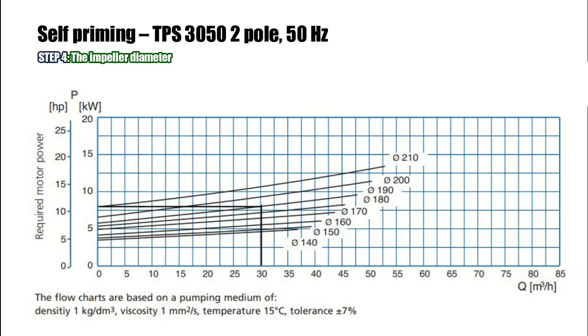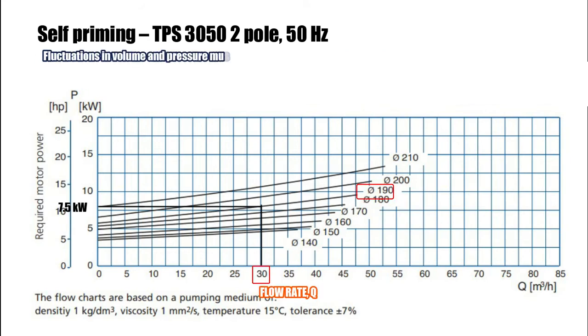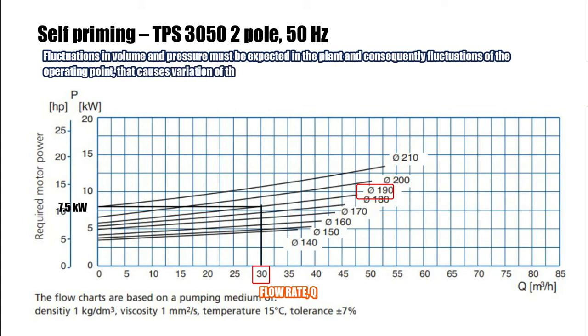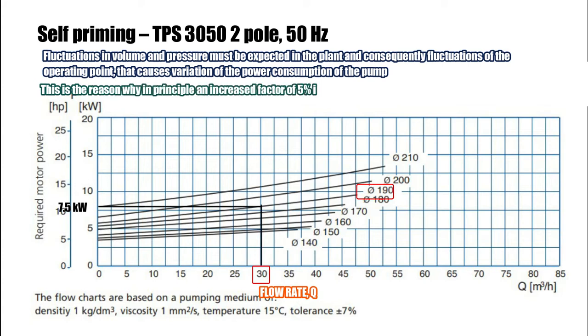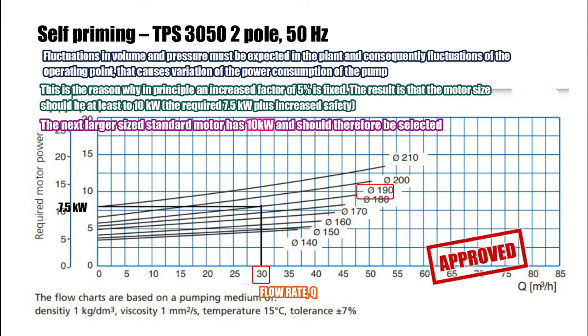Step 4, the impeller diameter of 190 mm is required in order to read out the required motor power in the QP diagram. At the flow rate of 30 meter cube per hour, the motor power is 7.5 kilowatt. Fluctuations in volume and pressure must be expected in the plant, as well as fluctuations of the operating point that cause variation of power consumption of the pump. This is the reason why, in principle, an increase factor of 5% is fixed. The result is that the motor size should be at least 10 kilowatt, where the required is 7.5 kilowatt plus increased safety. The next larger standard motor size has 10 kilowatt and should therefore be selected.